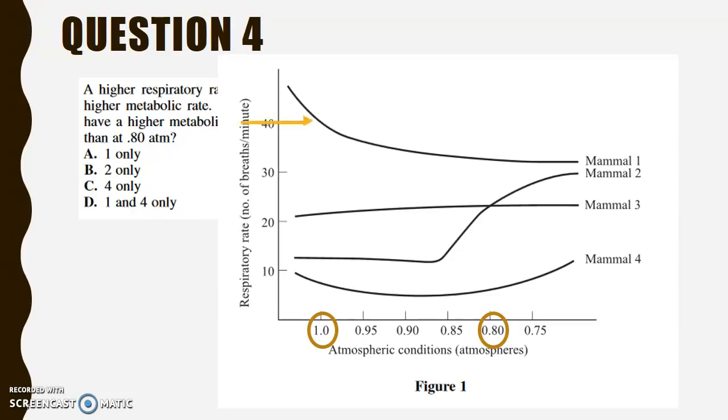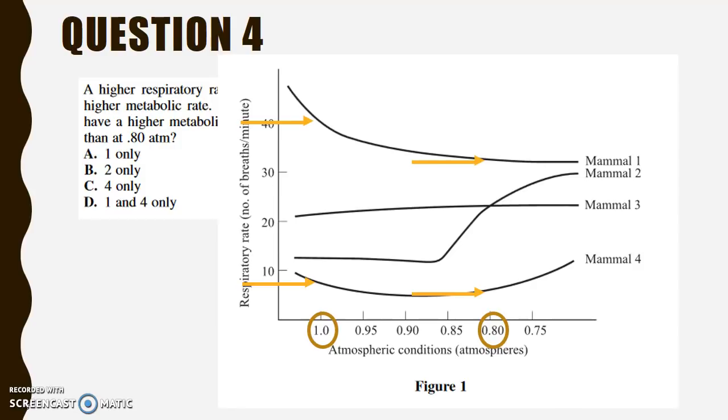Right away, we can see that mammal 1 has a respiratory rate of about 40 breaths per minute at 1 atmosphere and maybe 35 breaths per minute at 0.8 atmospheres. A very, very obvious pattern. However, less obvious and a little bit harder to see is the respiratory rate of mammal 4, where it may have 8 breaths per minute at 1 atmosphere and possibly 6 or 7 breaths per minute at 0.8 atmospheres. While the first trend is easy to see, the second one is not as easy to see.